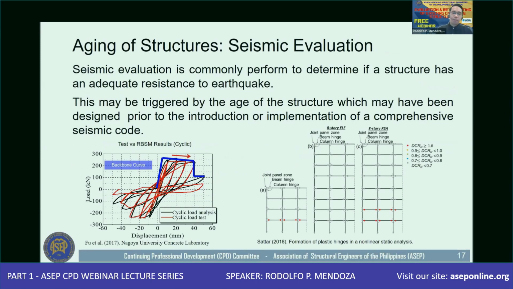And of course, the most common structural evaluation performed here in the Philippines is a seismic evaluation. The seismic evaluation is really conducted to determine if a structure has an adequate resistance to an earthquake. Now, normally it is triggered by the age of the structure, particularly if a structure was actually designed and constructed prior to the implementation of a comprehensive seismic code.